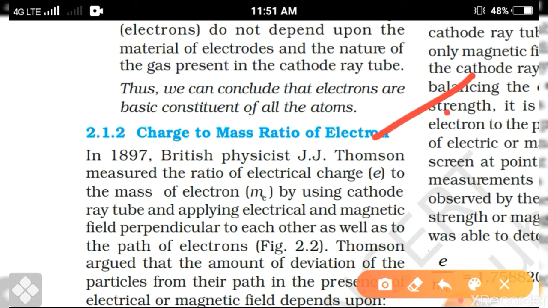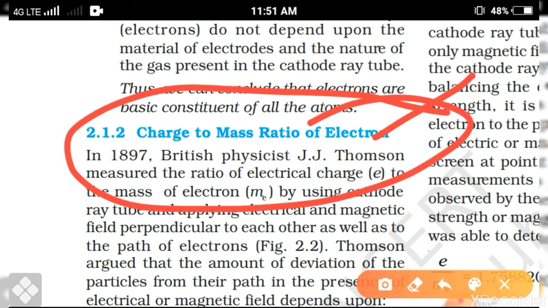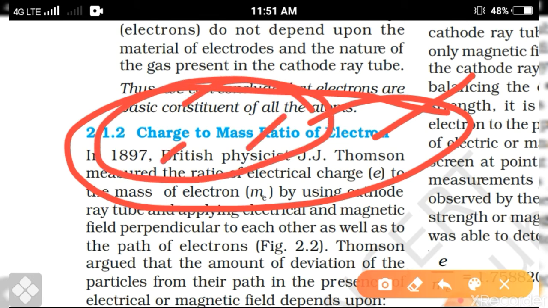But actually the electron was discovered by J.J. Thomson, the British physicist. J.J. Thomson measured the ratio of electrical charge and mass of the electron. First we discuss what the electron is, and then what its charge is.